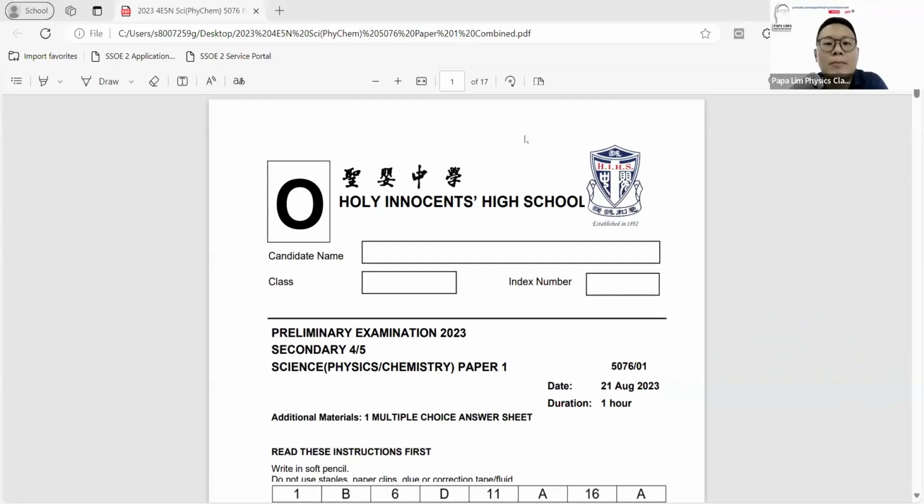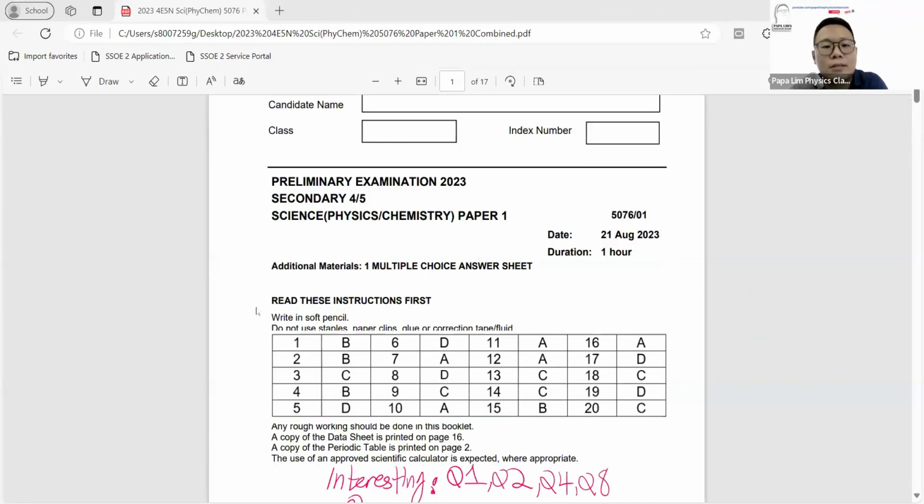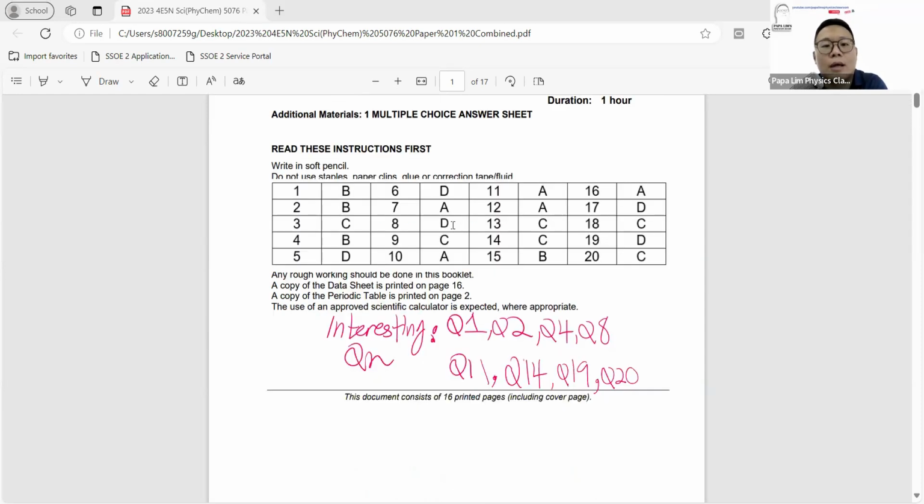Now, for this particular paper, same as before, I have included the answer here. So if you have done your paper, you may want to pause now to check the answers and see which questions you have gone wrong or which questions you have done well. If not, I have highlighted some of the interesting questions here that you may want to take note of, all 8 questions. These 8 questions are, I would say, higher order thinking questions, or interesting questions that don't really come out in some of the past papers that I see.